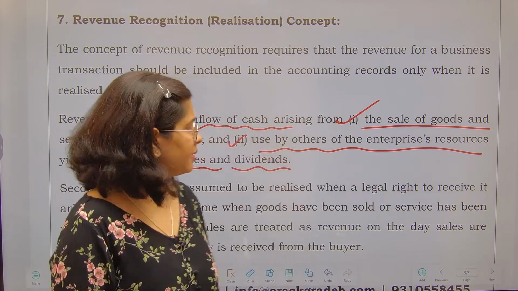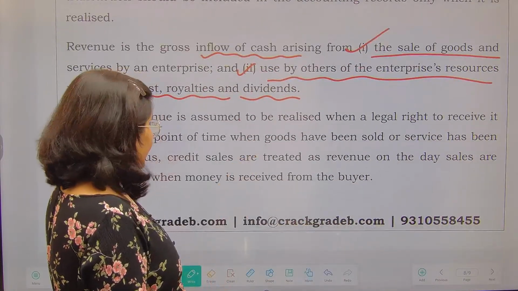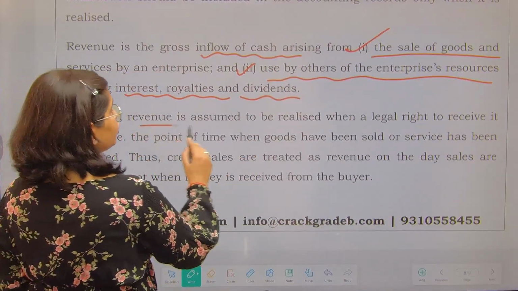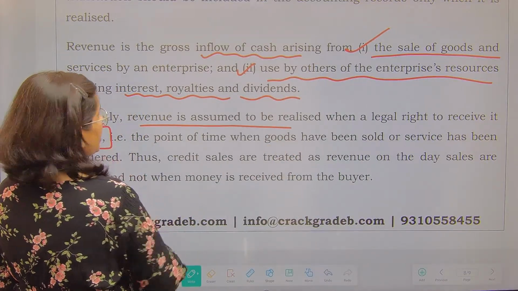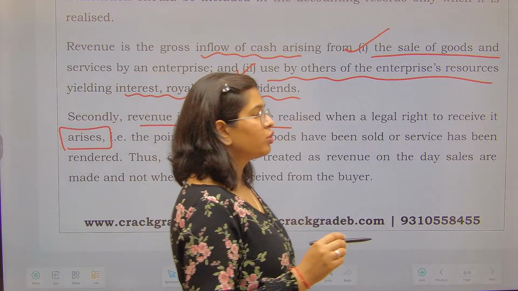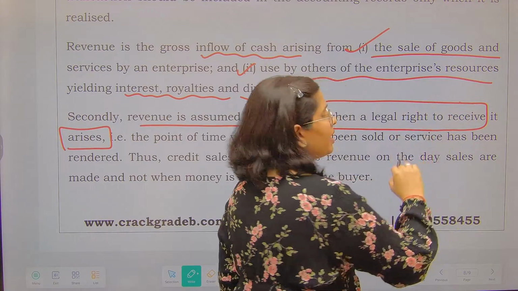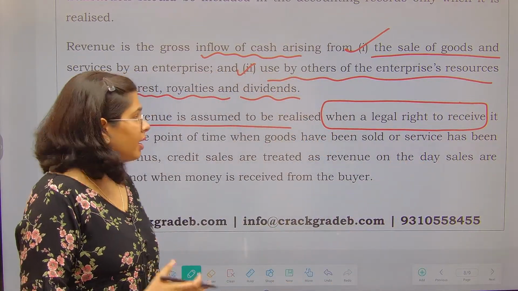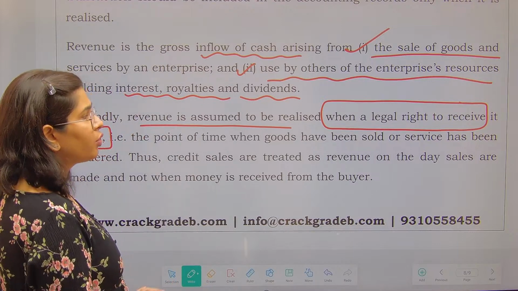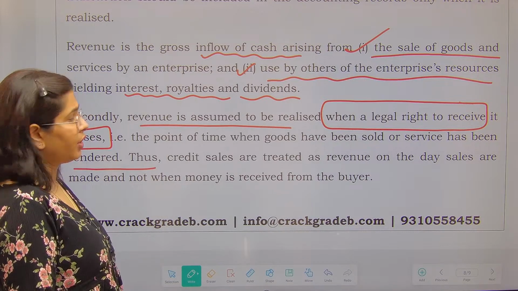Now next thing is, secondly, revenue is assumed to be realized when a legal right to receive arises. So आपको कब अपने books of accounts में record करना है? When you should record into your books of accounts: when a legal right arises. Fine. Now the point of time when the goods have been sold or services have been rendered. This is that particular time.